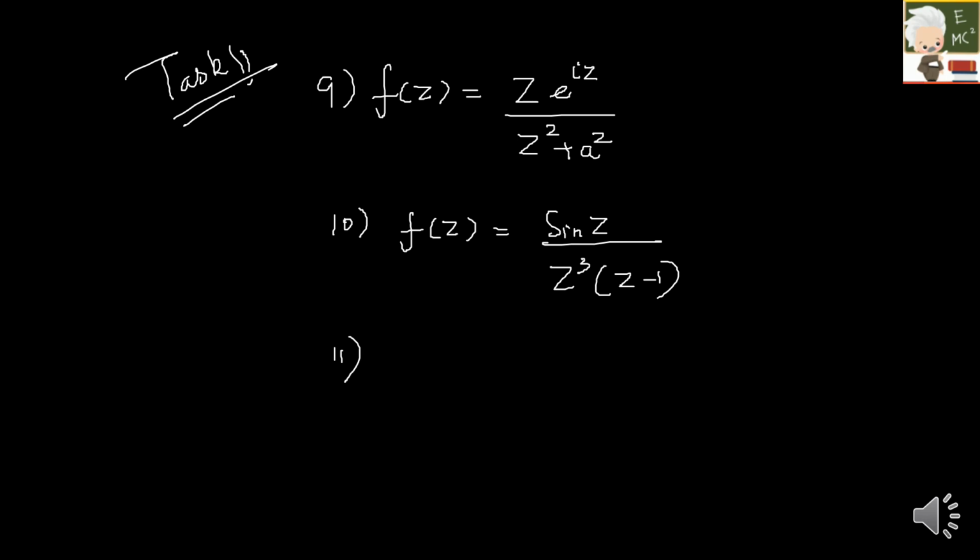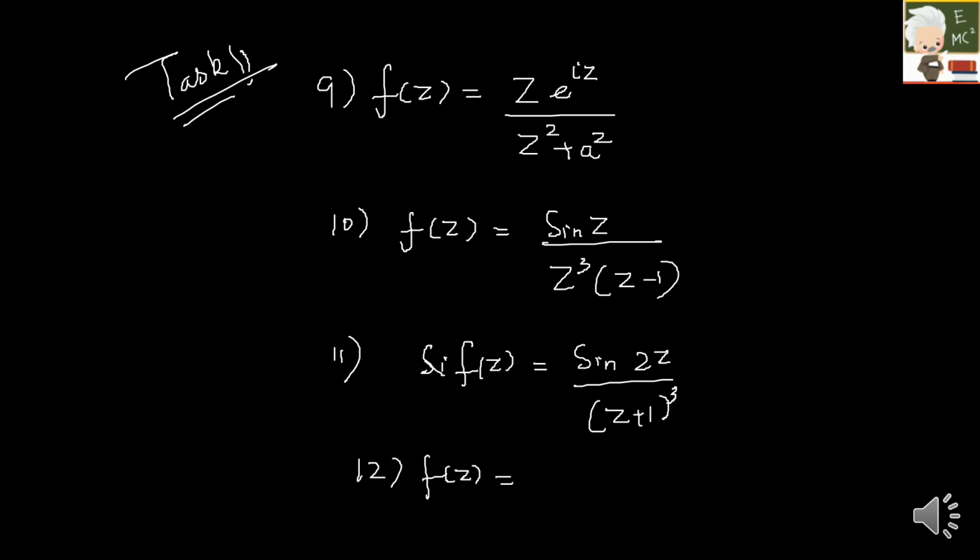And then the 11th it is, f of z is equal to sine 2z divided by (z plus 1) the whole cube. And then the last one, 12th it is, f of z is equal to (e raised to iz plus cos z) divided by (z minus pi) the whole power 4. So I have given 12 sums.